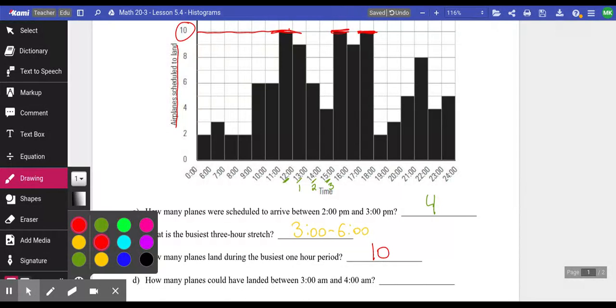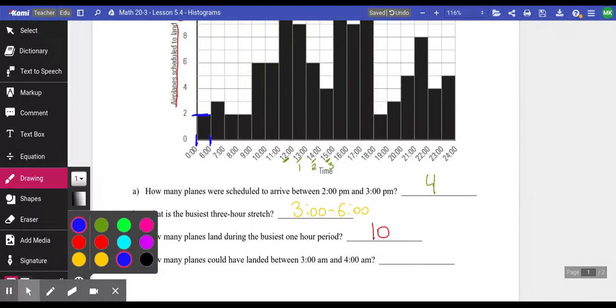Part D, how many planes could have landed between 3 a.m. and 4 a.m.? We don't know. That's a tricky one, right? Because 3 a.m. and 4 a.m. fall between midnight and 6 a.m., and there were 2 planes that landed in between midnight and 6 a.m. So between 3 a.m. and 4 a.m., you could have had 0 or 1 or 2 planes. We don't know, right? We know that from midnight to 6, there were 2 planes. Were those planes from 3 to 4 a.m.? We don't know. So we say, well, it could have been none of them, could have been one of them, or it could have been 2 of them.